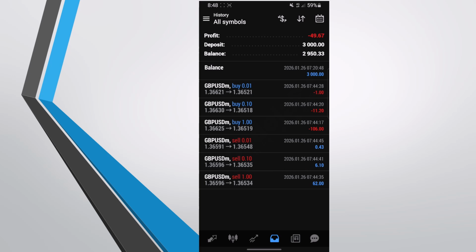Then when you come back to this last one, which is one standard lot size, 1.00, you can see the result of it here, which is $62. It reached 6 point something pips. So you can now see the practical aspect, and I hope this is well understood, and I hope you all enjoy it. This is the end of this lecture now.